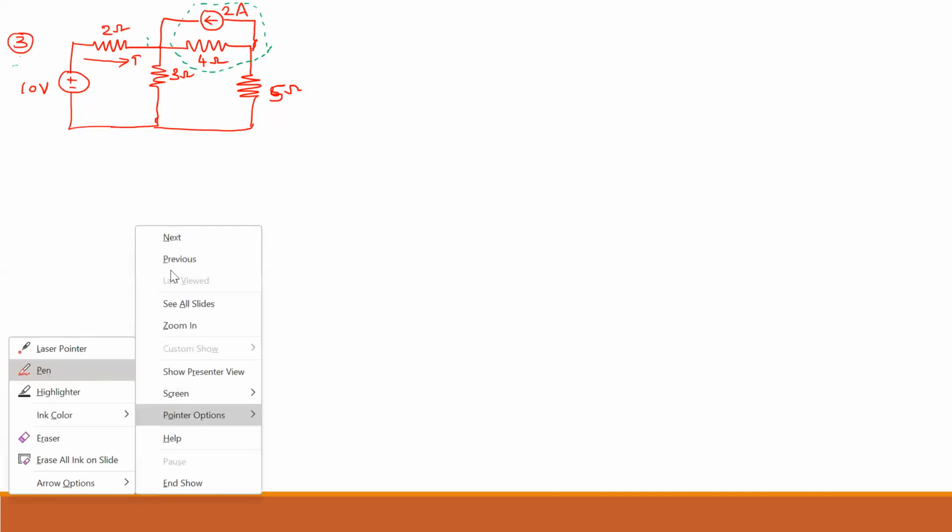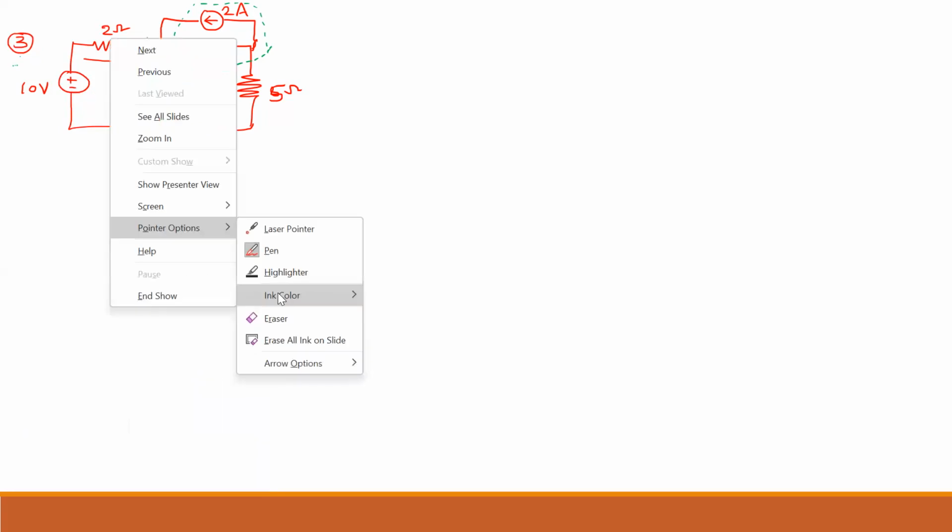We'll see. We will convert this 2 ampere current source with the 4 ohm resistor to a voltage source. How can we do that? Now, this is the current source I'm taking. Let us mark this as point X and this as point Y.